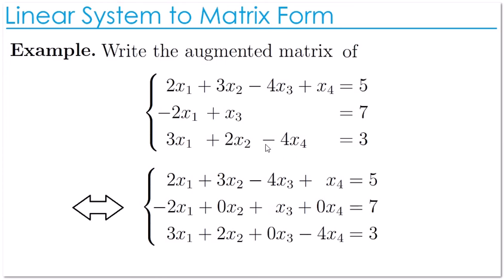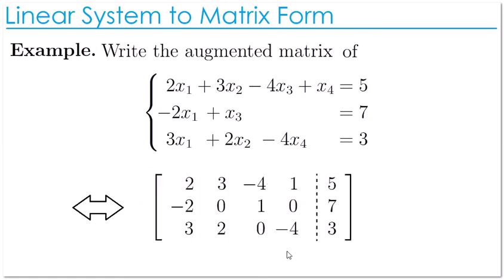Similarly, in the third equation, there is no x sub 3 here, so the coefficient of x sub 3 in the second system is 0. That's equivalent. And now that the coefficients are in order, and we can clearly see what the coefficients are, this is the corresponding augmented matrix.